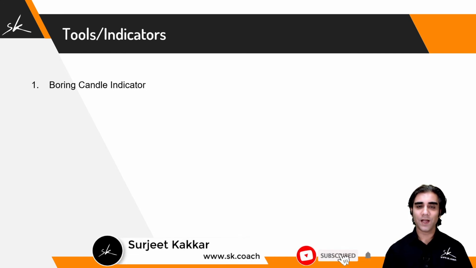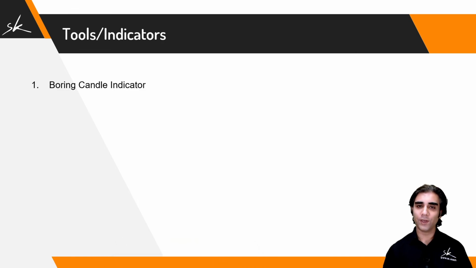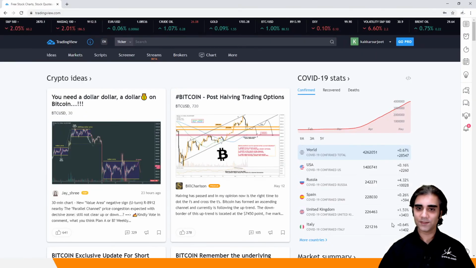So what I've done is I have created a custom built indicator which is called the boring candle indicator. Now this indicator is absolutely free. You don't have to subscribe to any of my courses. You don't even have to take any of my courses. Anyone who is using Tradingview can use this indicator for free. Now how can you apply this indicator to your chart?